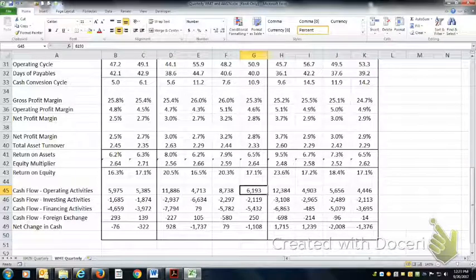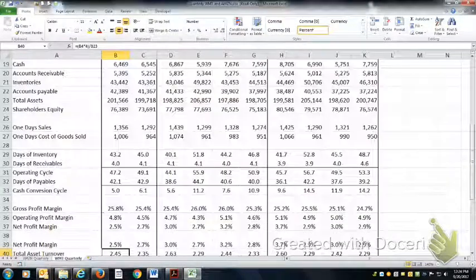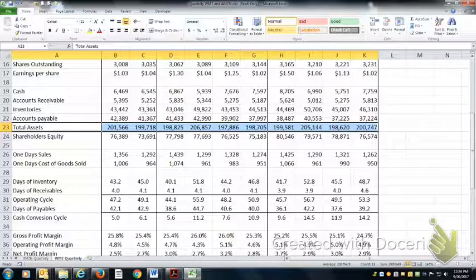Going up to the ratios, if you're looking at gross profit margin, you don't have to make any adjustments, because the gross profit is gross profit for the quarter divided by gross sales for the quarter. When you start mixing ratios, like the total asset turnover, the total asset turnover is sales divided by assets. The assets are going to be fairly stable over the course of the year.